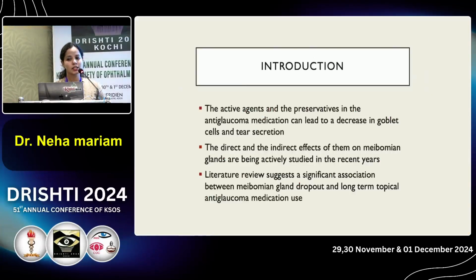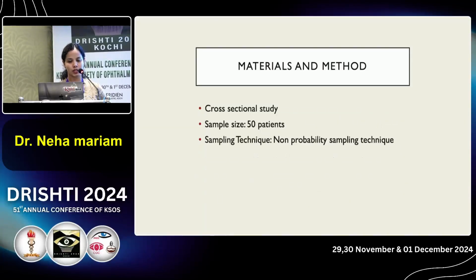Introduction. The active agents and preservatives in the anti-glaucoma medications are found to be decreasing goblet cells and tear secretion. However, the direct and indirect effect of them on meibomian glands is being studied, and it shows that there is a significant association between meibomian gland dropout and long-term anti-glaucoma medication use.